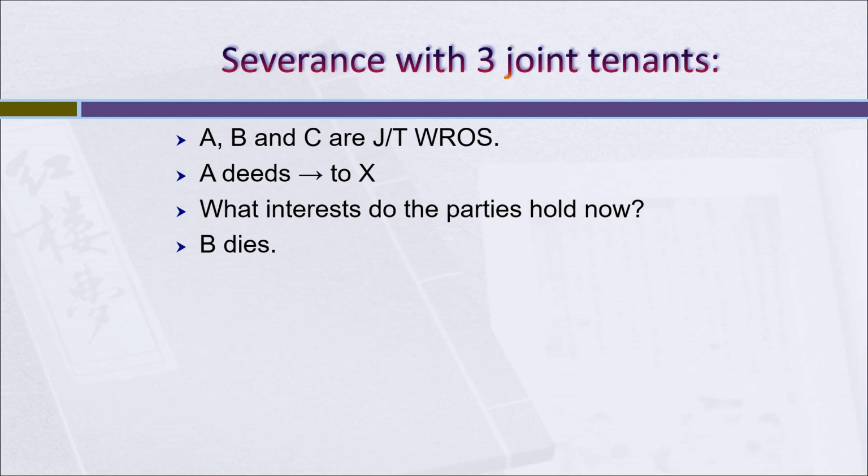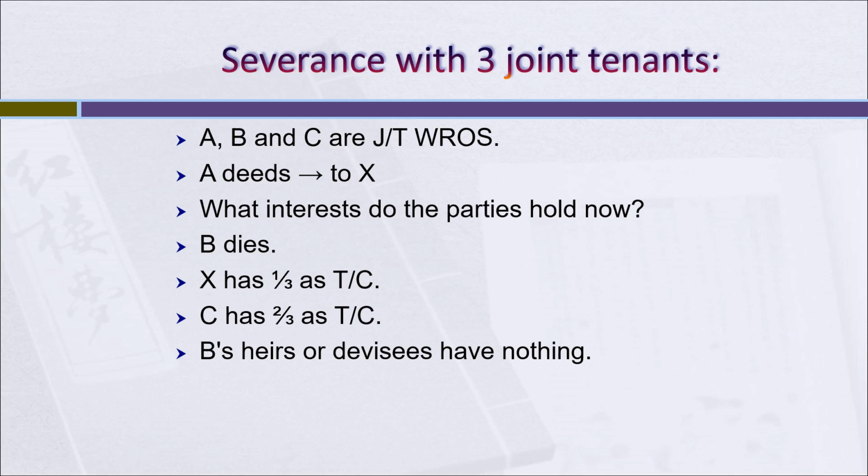Well, the answer, of course, is that the interest that was conveyed to X has become a tenancy in common interest, but the interests that are still held by B and C still have a right of survivorship among themselves. So if B dies, then X still has that 1/3 as a tenancy in common, but C, by virtue of the right of survivorship that C had with B, now has the other 2/3 as a tenant in common with X.